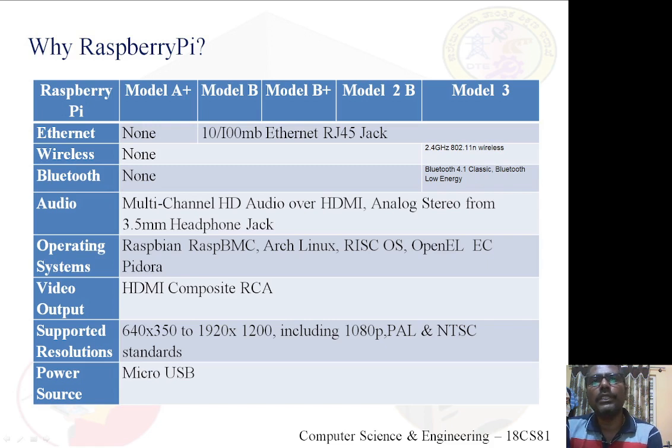Supported resolution is 640 by 350 to 1920 by 1200, including 1080 pixel, with PAL and NTSC standards. And how to power on the Raspberry Pi? To turn on Raspberry Pi, we need a micro USB. There's a micro USB port through which we can power on Raspberry Pi.